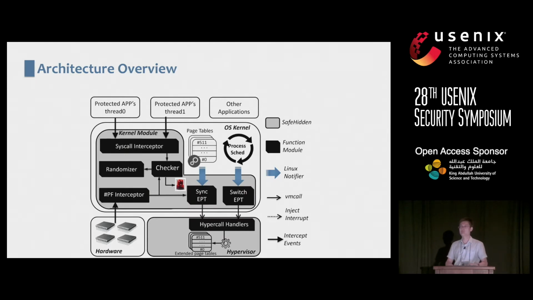SafeHidden also maintains the EPTs to achieve the thread private memory mechanism. Illegal access to the thread local safe area will trigger an EPT violation exception, which is captured by the hypervisor. The hypervisor injects this exception into the guest kernel module, and the kernel module raises the security alarm.